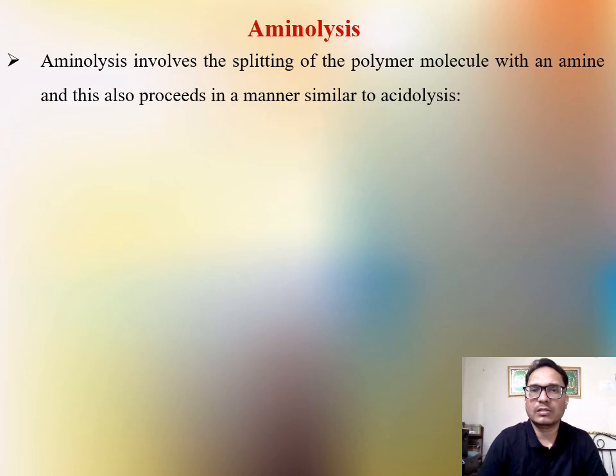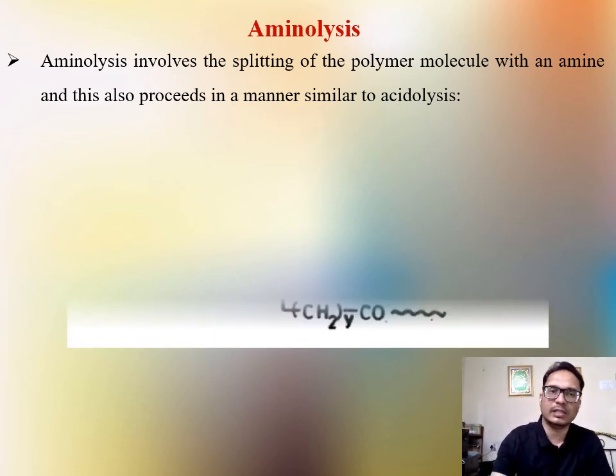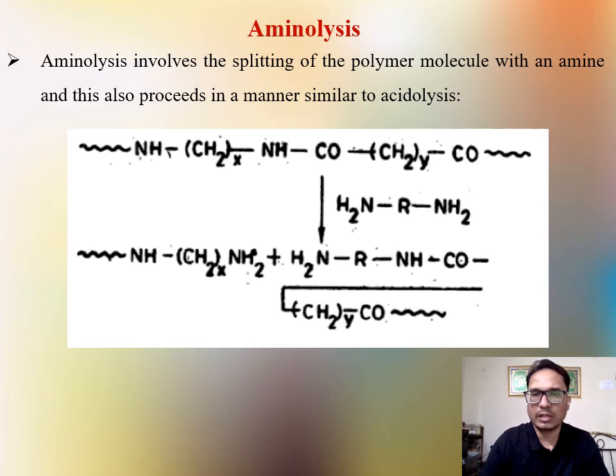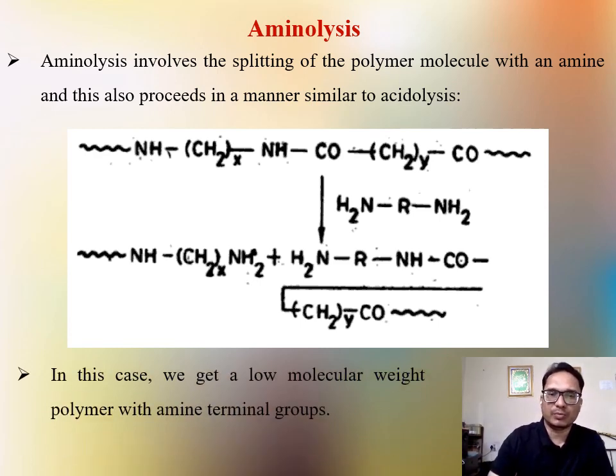The next reaction is called aminolysis, that is the splitting of the polymer molecule with an amine, and this also proceeds in a manner similar to the acidolysis. Instead of a carboxylic acid, here the diamines are used and the large polymers will be broken down into smaller molecules with the amino terminal groups.